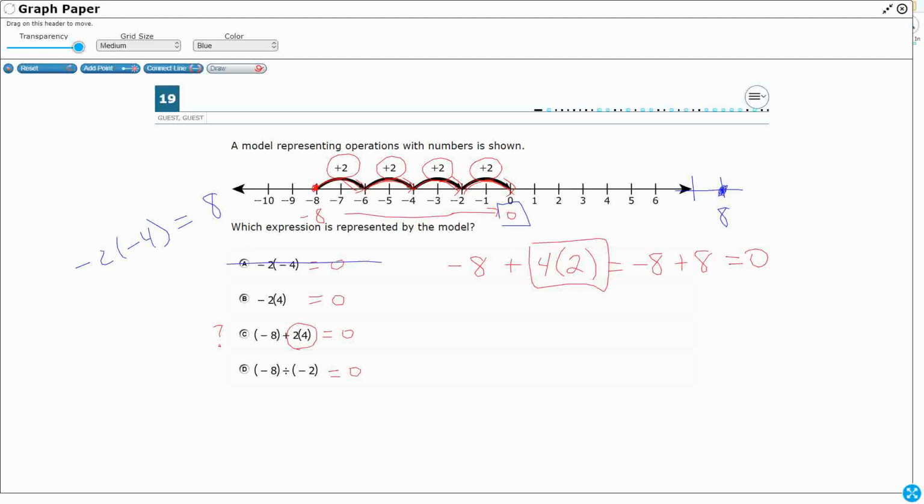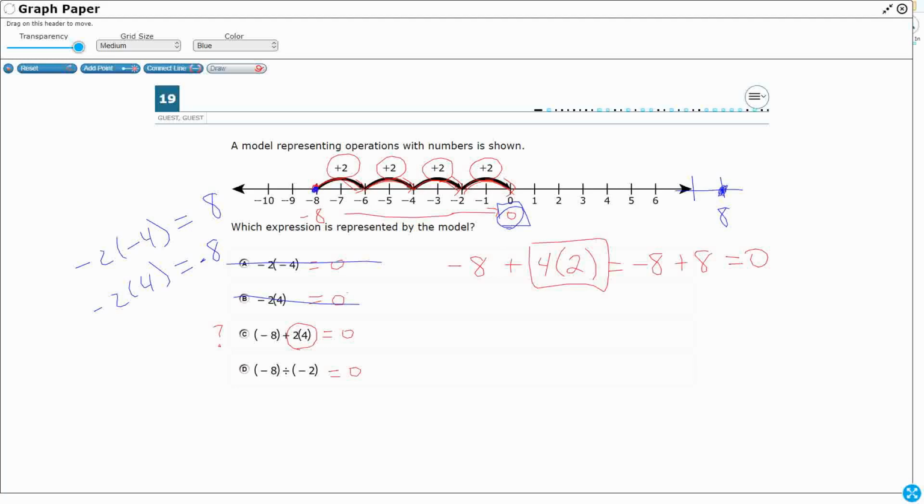So -2 times 4, so that's like B. Still, 2 times 4 makes 8, but I've got a negative times a positive. A negative times a positive makes a negative. So that at least ends me at -8, but look at the direction of the arrows. The direction of the arrows shows me that I'm moving to the right, and I need to end up at this 0. So that's not going to work either. That's going to end up at -8.